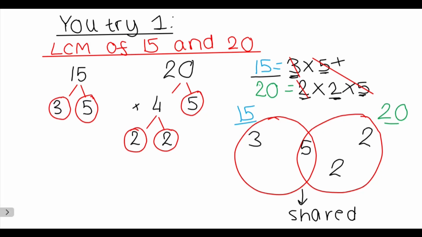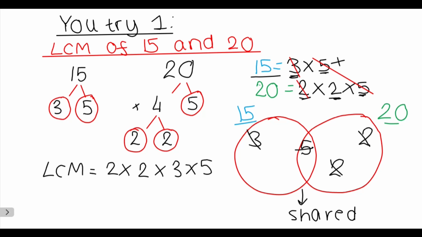So now that we have all of our numbers in the Venn diagram, we're going to find the LCM. And that is 2 times 2 times 3 times 5. And we always start with the smallest number when writing this LCM equation out. Or we can solve it. And so the answer to this is 60. So well done if you got that right.